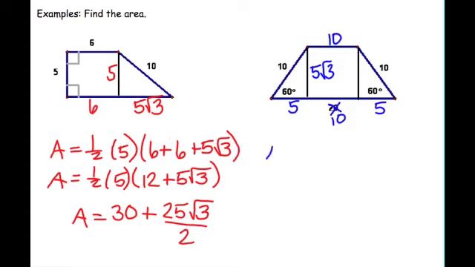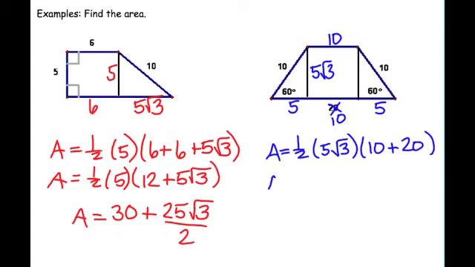Let's put in our formula. So the area formula is 1/2 times the height of 5 square root of 3 times the quantity 10 plus 20. And when we go ahead and solve this, we end up getting 75 square root of 3.